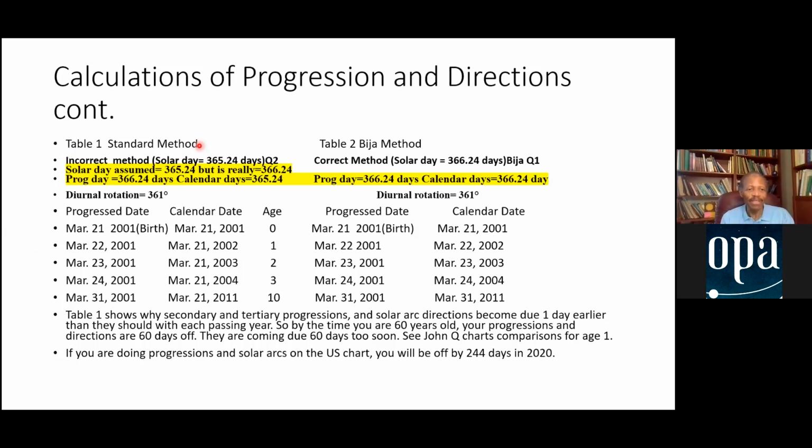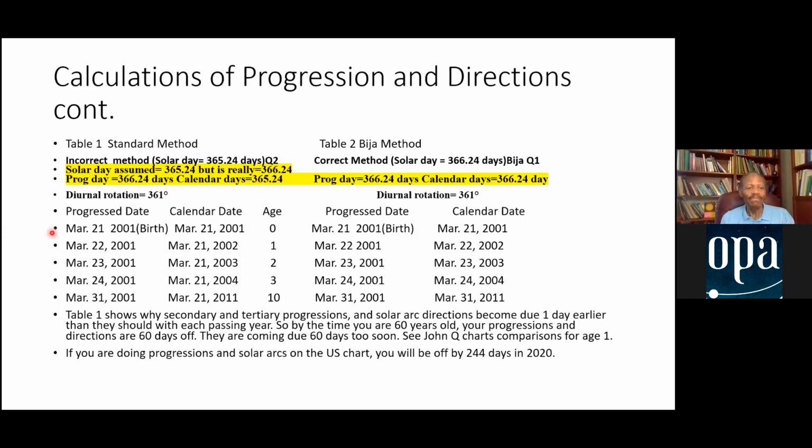This is the standard method. A solar day is equal to a year. This is known as Q2 in astrological software. So a solar day is assumed to be equal to 365 and a quarter days, but is really equal to 366 and a quarter days. And so we have a setup where the progressed days are equal to 366 and a quarter days, but the calendar days are equal to 365 and a quarter days.